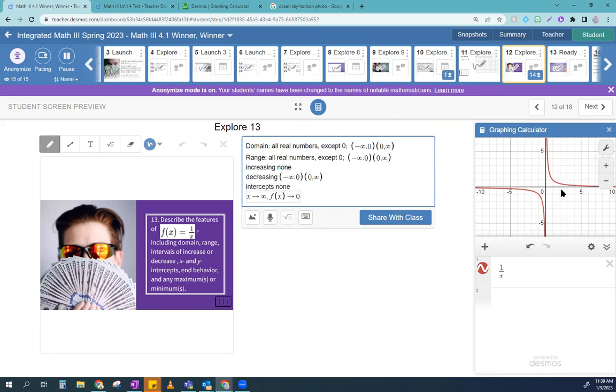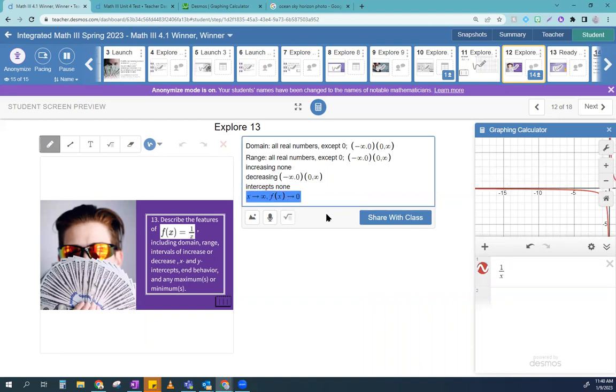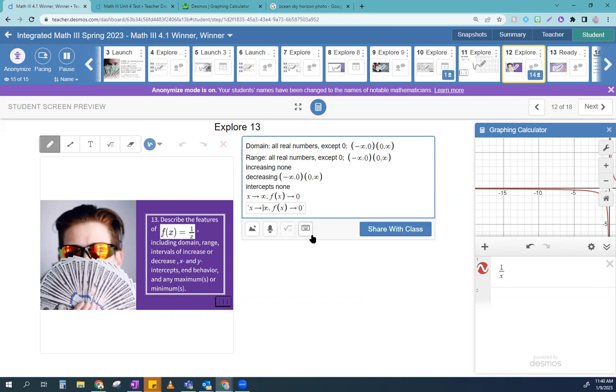If I drag this all the way out here, see how your y number is getting closer and closer to 0? Again, it's never touching it, but it's getting closer. Okay, let's do the left side. As x is going towards negative infinity, where is your y going? Yeah, it's also going towards 0.